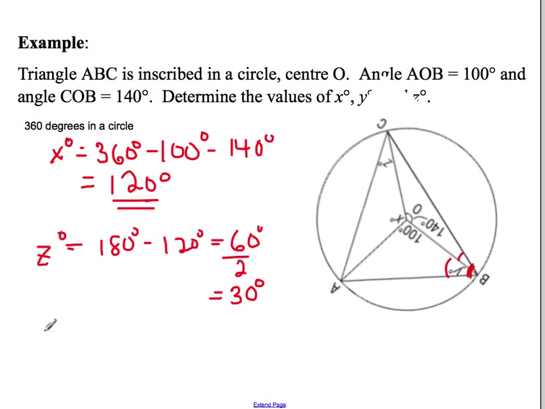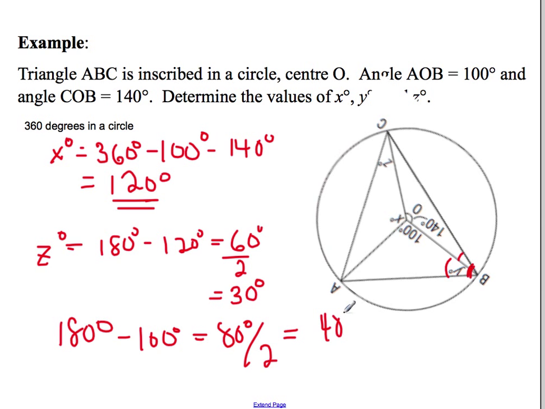So let's do 180 minus 100. I'm going to get 80 degrees. I have to divide it by 2 to give me 40. So I know that in here, this is 40. Oh my goodness gracious. It's Saturday morning. 40 degrees. So I'm going to do the same thing here with this triangle, triangle COB.